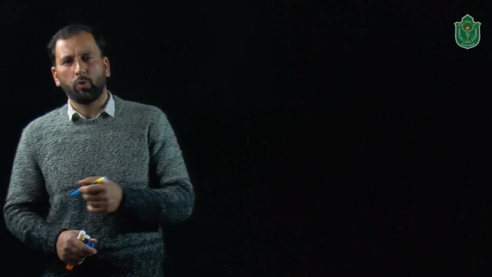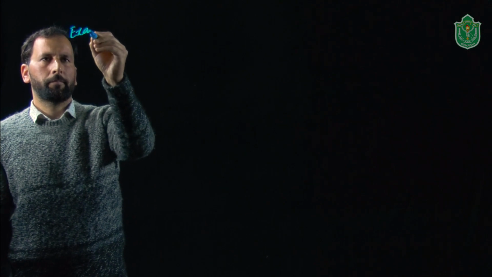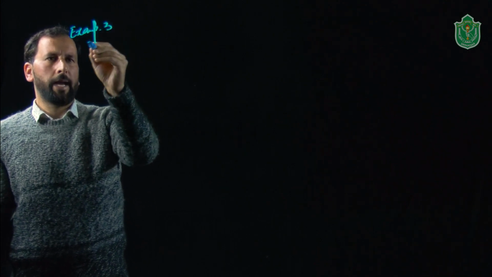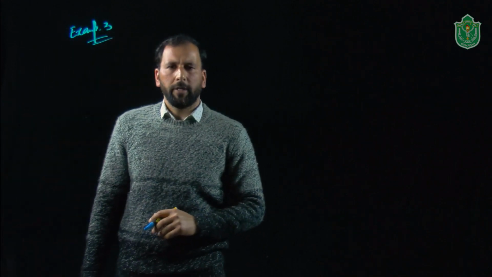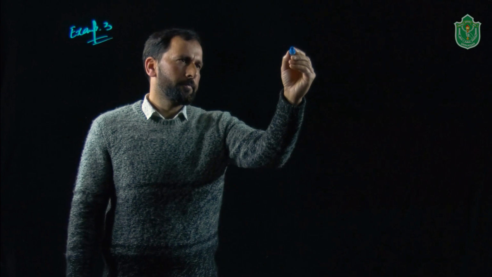So now let us take example number 3 on the basis of these two theorems, that is the basic proportionality theorem and the converse of the basic proportionality theorem. So example 3. Example number 3. The question is, PQR is a triangle like this.